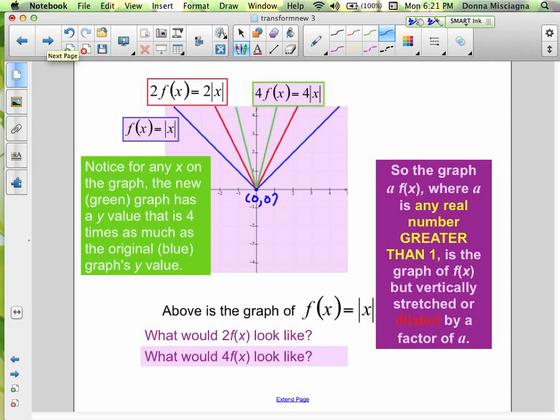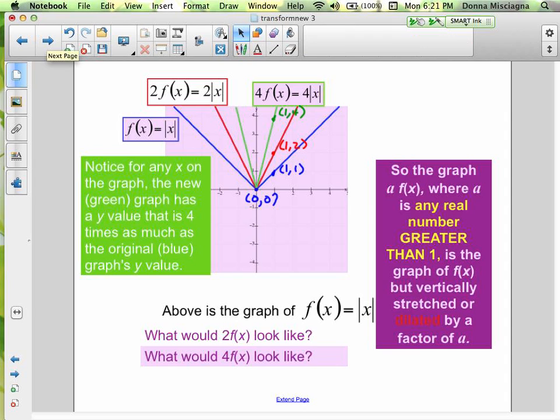So on the blue graph, we have the point (1, 1). If we look at the y value when x is 1 for the red graph, we have the point (1, 2). Notice it's twice as much, and that's because we have 2 times the absolute value of x. If we look at a similar point on the green graph, where x is 1, the y value now is going to be 4.